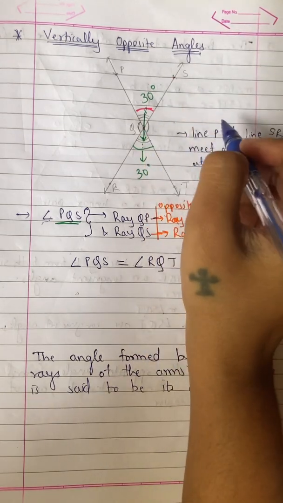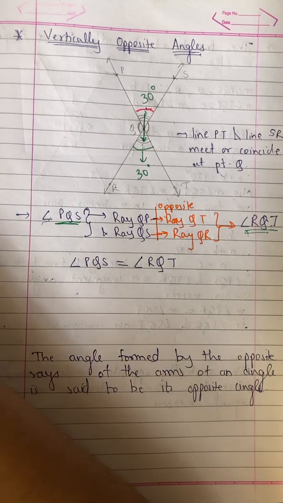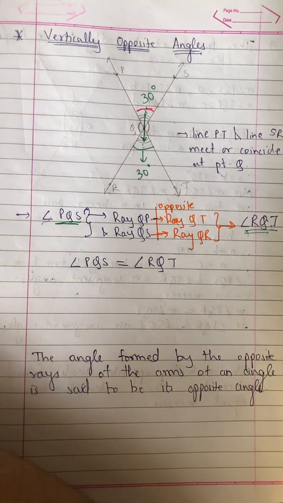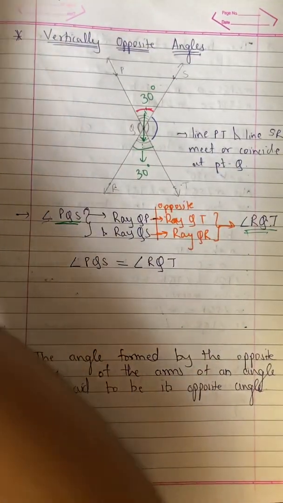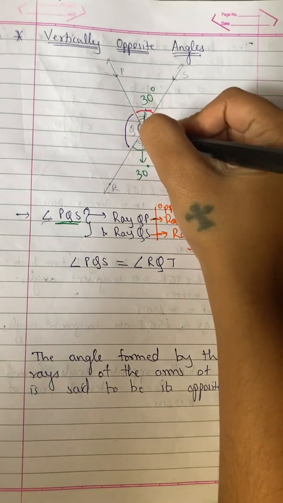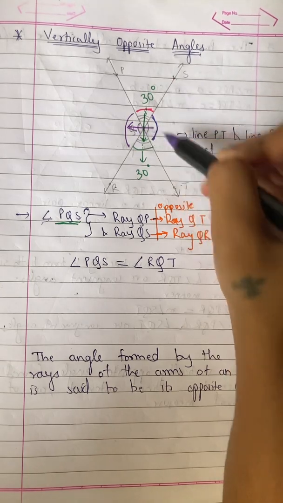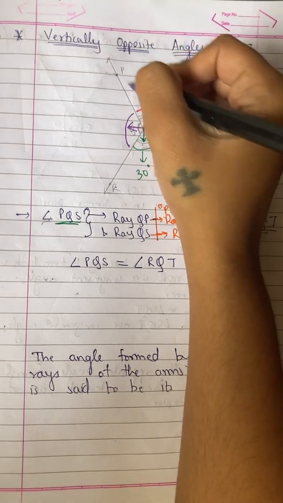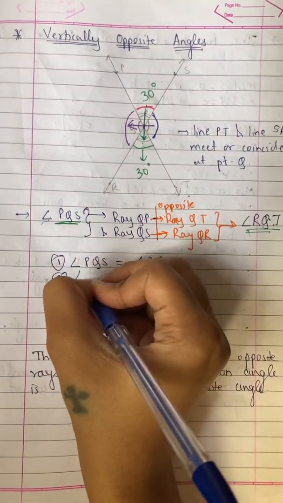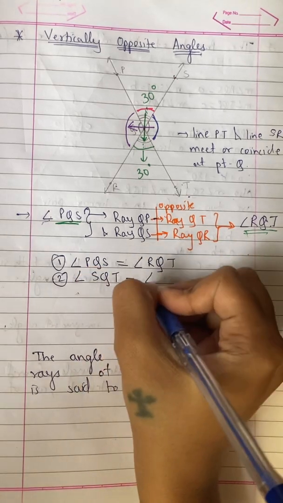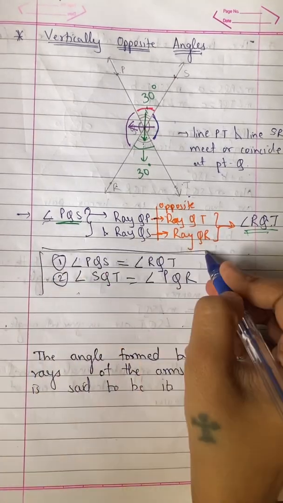There are two more angles like this which are vertically opposite angles. So I'll mark with a different color. So this angle and this angle, both the angles are also vertically opposite, you can see. One angle is angle SQT and the other angle is angle PQR, are vertically opposite angles. So this is one pair, and the second pair is angle SQT is equal to angle PQR. Okay, so always these are equal.